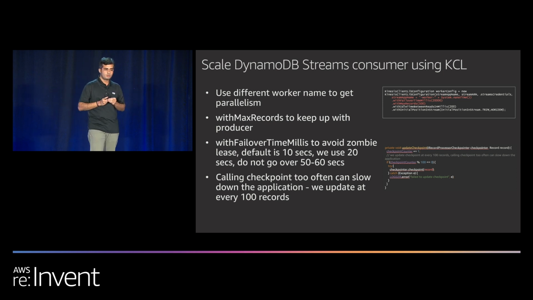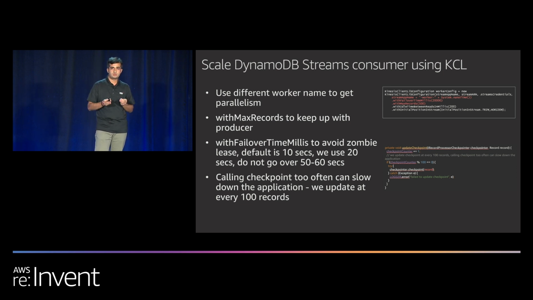The second most important attribute is failover time millis. When KCL gives a batch of records to a thread that holds the lease, by default it gives 10 seconds to that thread to process all those messages. Now, if your application is performing slower and you take longer than 10 seconds, KCL thinks something has gone wrong, and it will take the lease from that thread and assign it to another thread. The previous thread can continue processing, but once it is done and tries to increment the checkpoint, KCL won't let it because the lease has been assigned to another thread. So that other thread needs to process the same batch of records again.